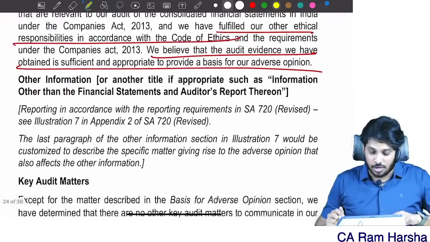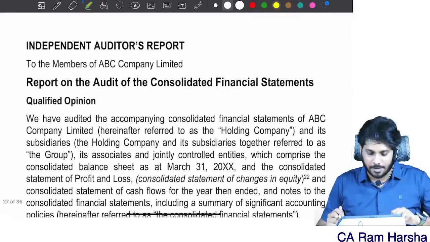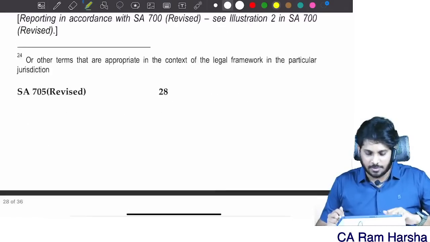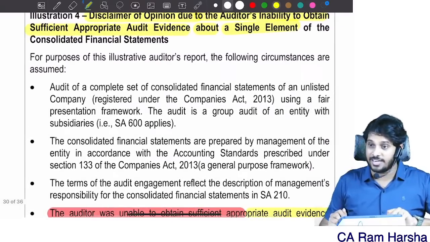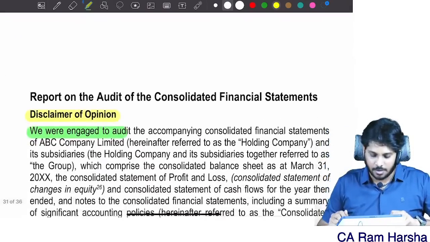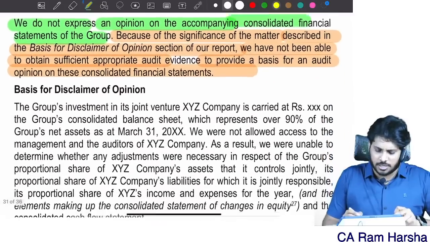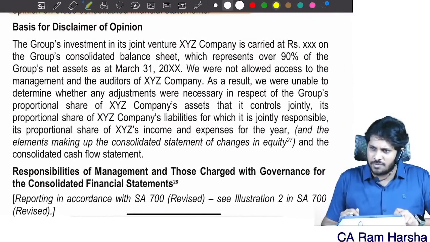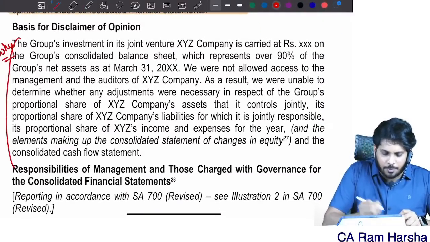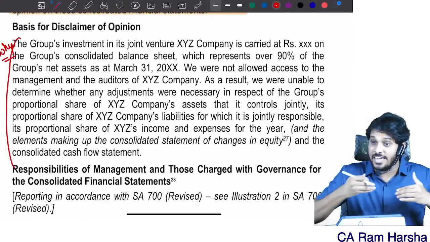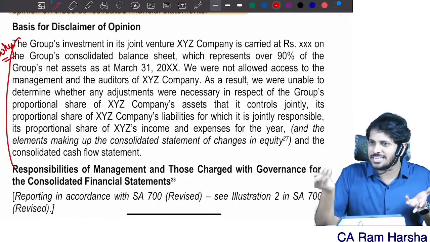Yes. Now look at disclaimer of opinion, how the basis for opinion paragraph changes. Disclaimer of opinion, illustration 4 in the SA 705 standard. First, disclaimer of opinion, we were engaged to audit, all that is over. Basis for disclaimer, you see there is only one para here. We just straight away discussed why we gave a disclaimer of opinion. We did not discuss that we conducted our audit as per standards on auditing, that point and all we didn't. Why? Because we didn't conduct, no?